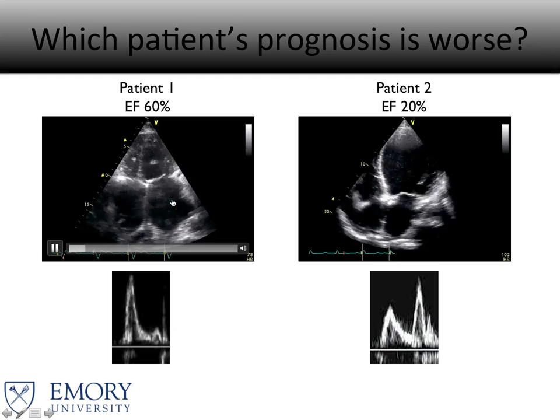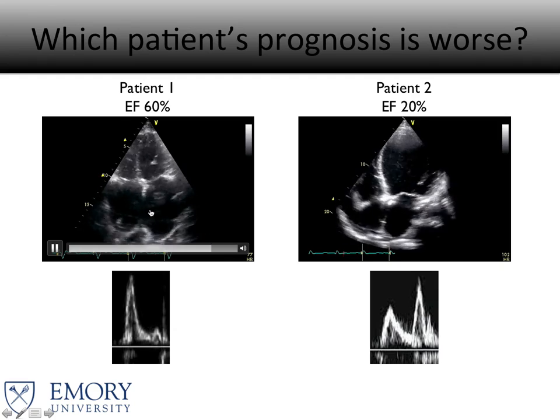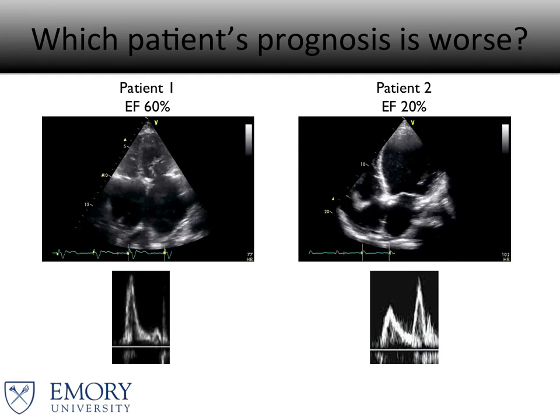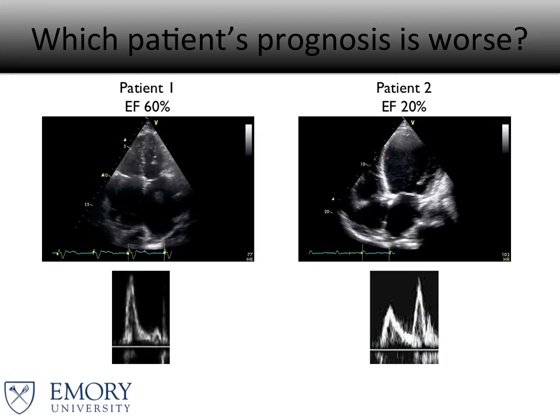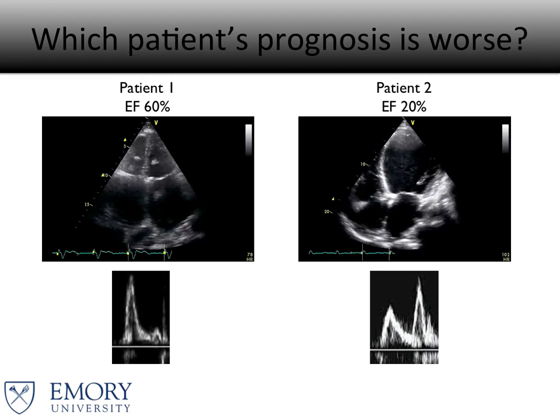The other thing to consider is left atrial size. The bigger the left atrium, the worse off the heart is. You can consider the left atrium as the hemoglobin A1C of the heart. The more poorly controlled your heart failure over time, the bigger your left atrium is going to be.